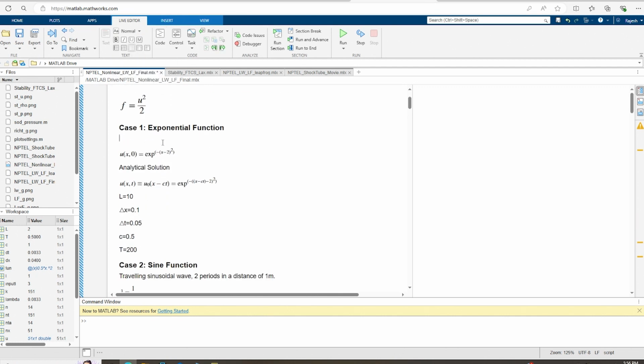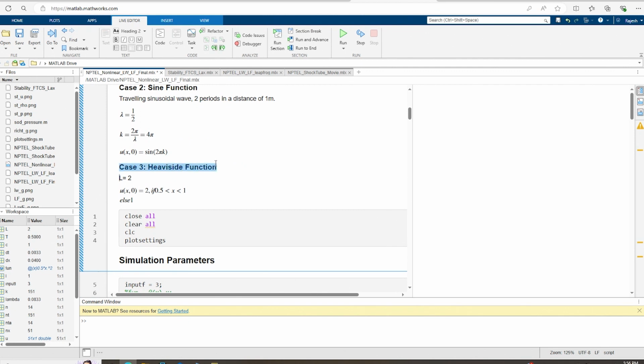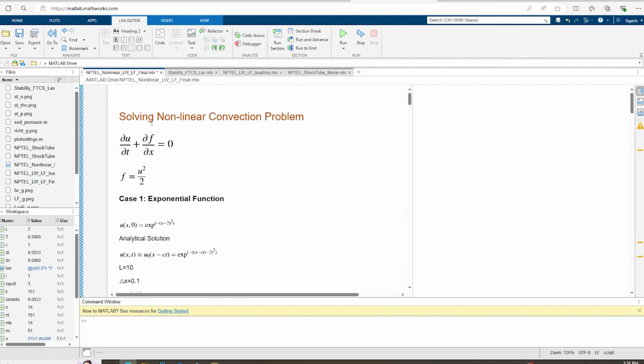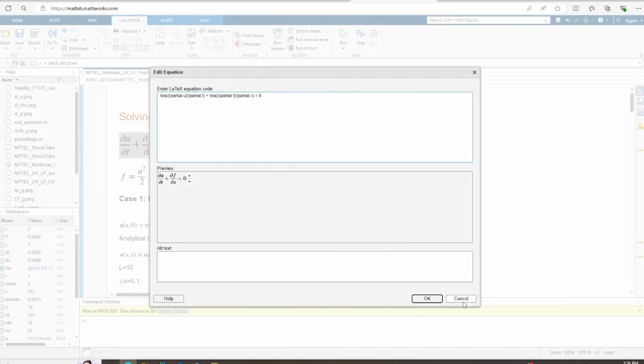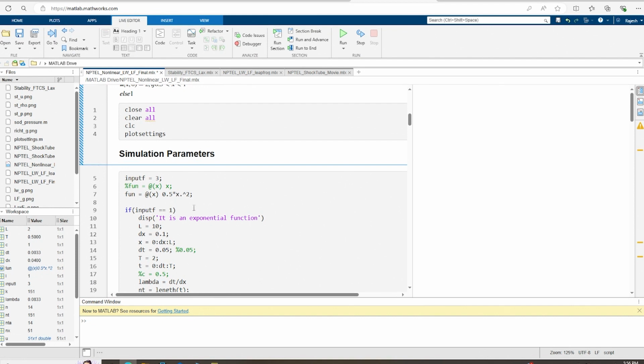And we had seen the behavior in many different cases: the exponential function, sine function and Heaviside function. We already saw how they behave for the linear problem. Now, we want to solve the nonlinear problem and see how they behave. The code remains the same. The only change that I have introduced is this function called fun, that depends on x.